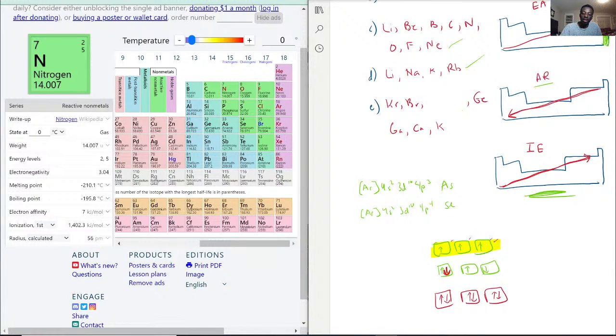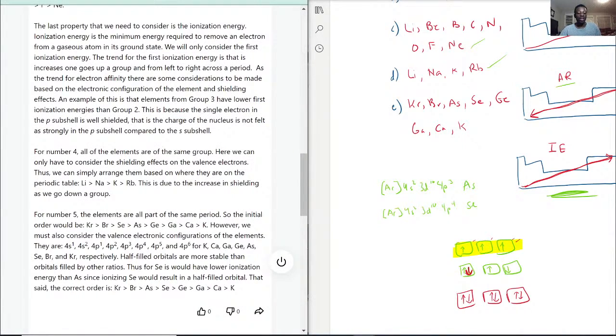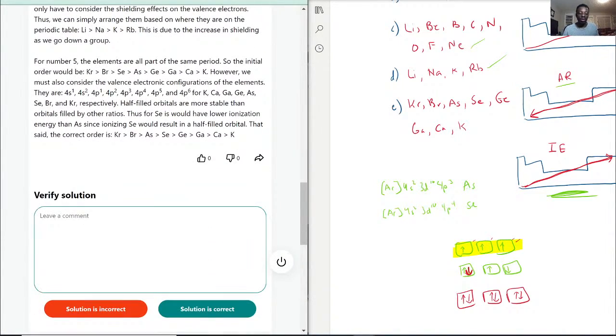So with that all being said, these two will switch. Because arsenic is half filled exactly, and selenium isn't, that's why we have this order here. So this is kind of like a rule that you may just have to memorize, because there are a little bit of exceptions here and there. So with that being said, this is correct.